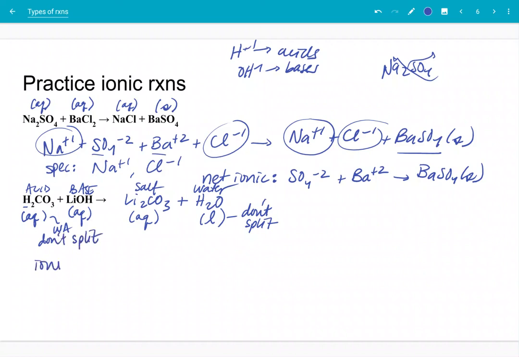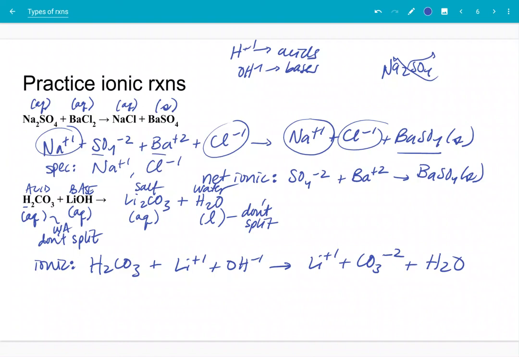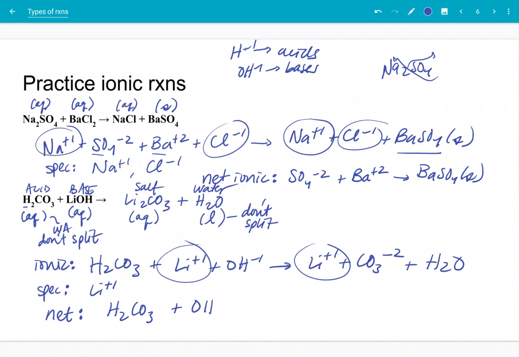So for my ionic reaction, I only split up those aqueous compounds that will split up. So I have H2CO3 plus the lithium plus the hydroxide from lithium hydroxide. Then I have the lithium and the carbonate, and the water stays together. Then for my spectator ions, I write the ones that are the same on both sides. This happens to be lithium. So there's that one. And then my net ionic is what I'm left with if I take those spectators out. And that is what I find.